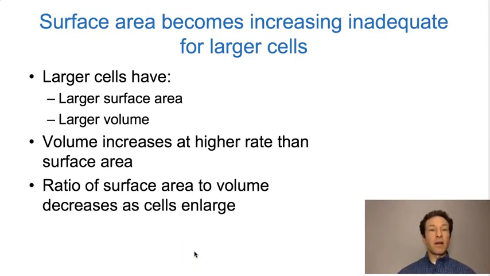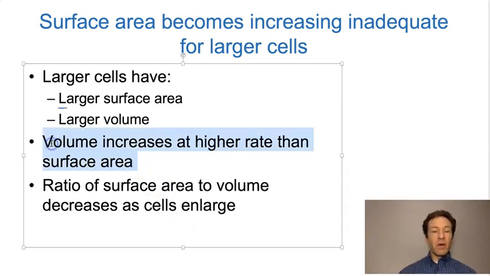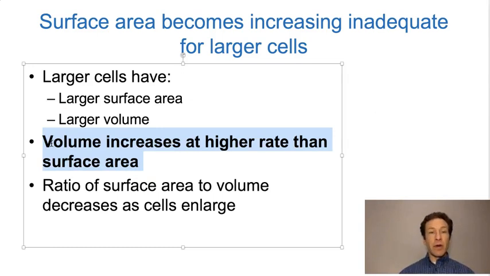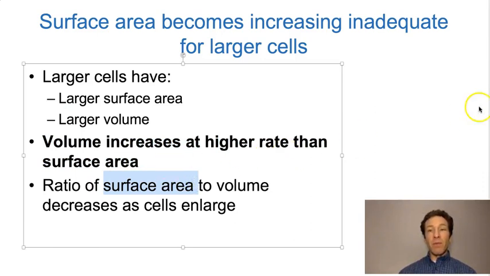It is true that larger cells have larger surface area, and they also have larger volume compared to smaller cells. However, this is the important idea. The volume of a cell increases at a higher rate than its surface area. This means that as a cell becomes larger and larger, the ratio of the surface area to volume actually decreases. Now, I'm going to say this one more time because students often get it confused. The surface area is getting larger. Of course, a big ball has more surface area than a small ball.